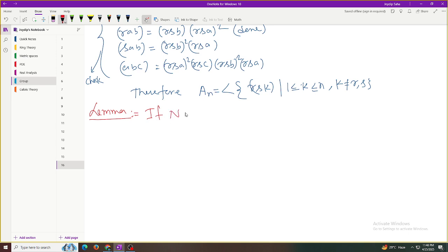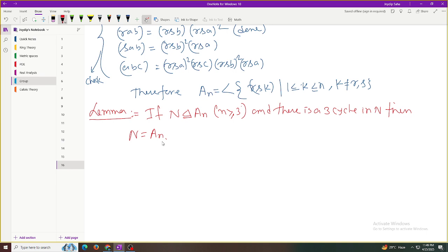If N is a normal subgroup in An, and n greater than or equal to 3, and there is a 3-cycle in N, then N equals An. The proof of this lemma is very big. So if we assume this, then A6 has no normal subgroup. Why?